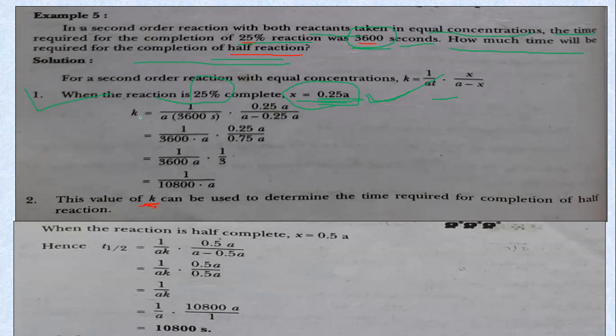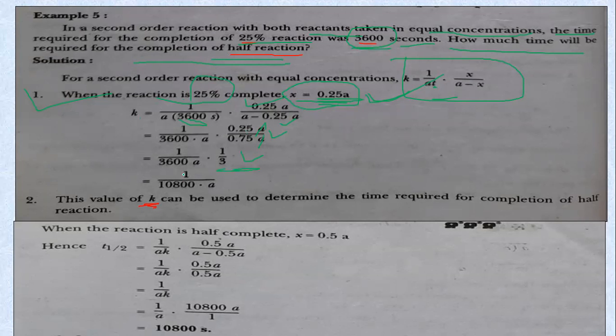So here I am putting the value in our rate equation. This is the rate equation for a second order reaction. K is equal to 1 upon A into T. Now, what is T? It's 3600 seconds. This is the value of T, this is the value of X, and this is also the value of X. By solving the above equation, what are we getting? 1 upon A gets cancelled, right? So, 1 upon 3.